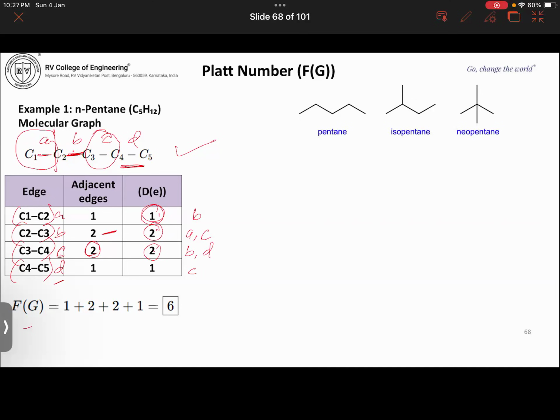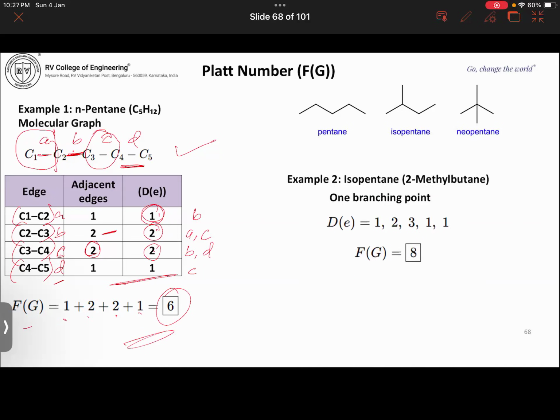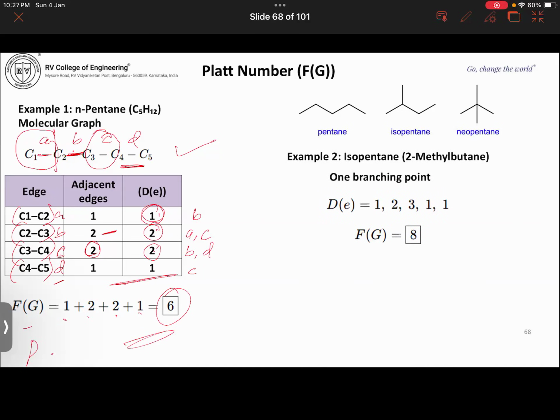So f of g is the sum of all this. That's it. 1 plus 2 plus 2 plus 1, it will be 6. So this is the plot number 6, that is for pentane, f of g. The normalized plot number is half of this. So p is actually 6 by 2, it will be 3. This is the normalized. Similarly for isopentane.